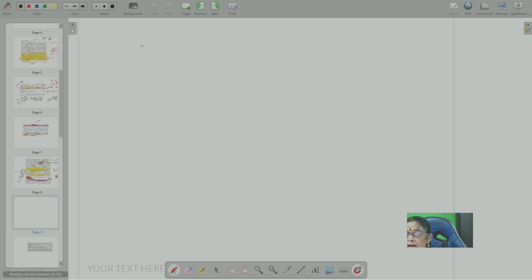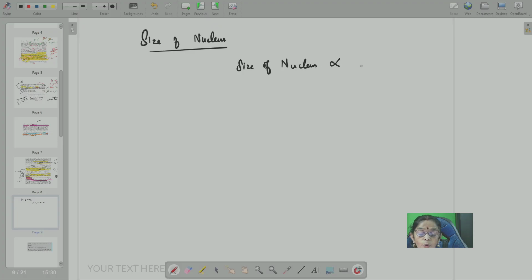So let us see the size of the nucleus. I am not talking about the atom, it is the nucleus. The size of the nucleus is directly proportional to the mass number A.